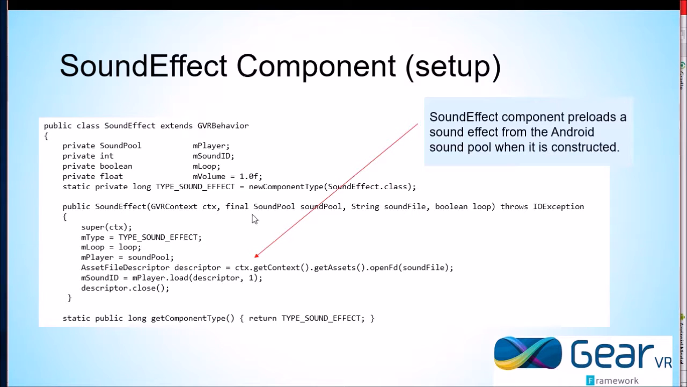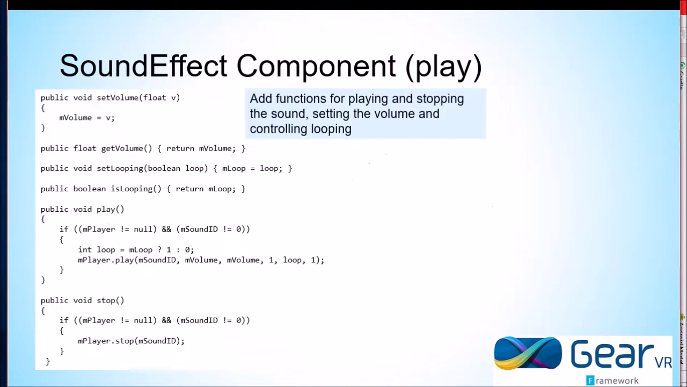And so here, we're going to make an asset file descriptor by getting the context that is always inside the GVR context. This is your Android context. And then this will give you your assets directory, and then this will open the sound file that's relative to the beginning of the assets directory. And then the sound ID is how you identify this particular asset to the sound pool.